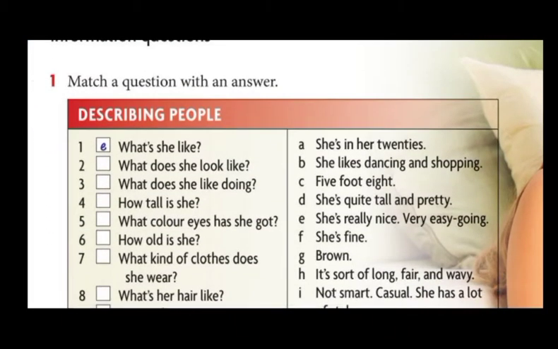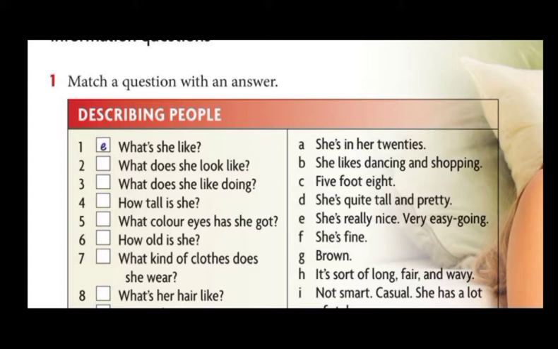So we have these questions on the left with answers on the right. You have to ask the question and find the answer on the right hand of this box. Number one, what's she like? You can say, for example, if you examine this, what's she like? We have E, this example. She is really nice, very easygoing.